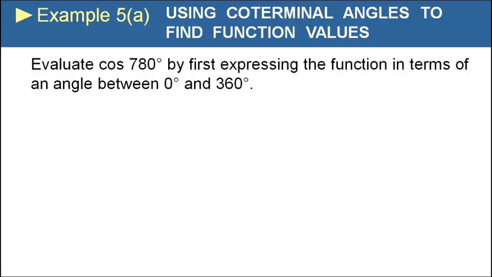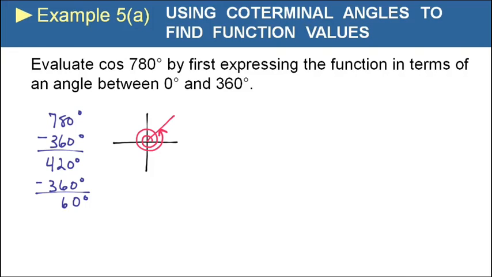Okay, let's find the cosine of 780. Because that angle is so large, the first thing we'll have to do is find a coterminal angle, and the coterminal angle is 60 degrees. Okay, that means that the reference angle is also 60 degrees, and that means that the cosine of 780 is the same as the cosine of 60, which is 1/2.